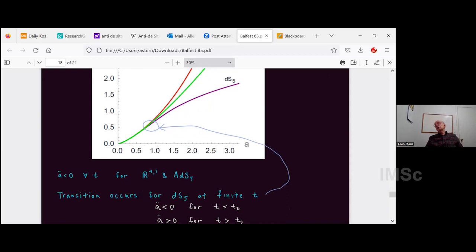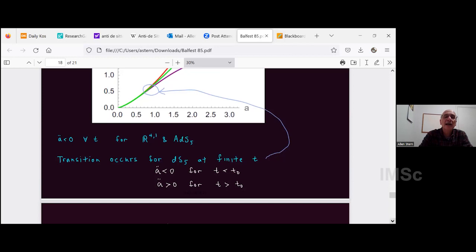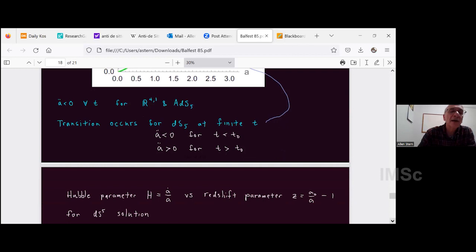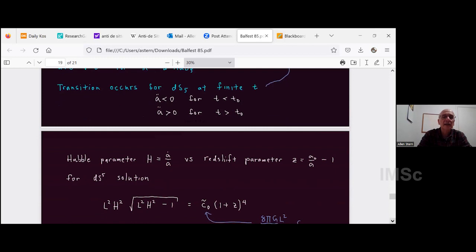This is exactly what we want, because this is what happens in the case of dark energy. So let me concentrate on that example of the de Sitter background. Here we can make comparisons with observations. We can look at the Hubble parameter versus the redshift parameter, and for this particular solution, the equation relating the Hubble parameter H and the redshift parameter Z looks like this. It's just a nice algebraic relation that depends on two parameters. There's L, which is the scale of the background de Sitter space, and there's C0, which again is an integration constant.